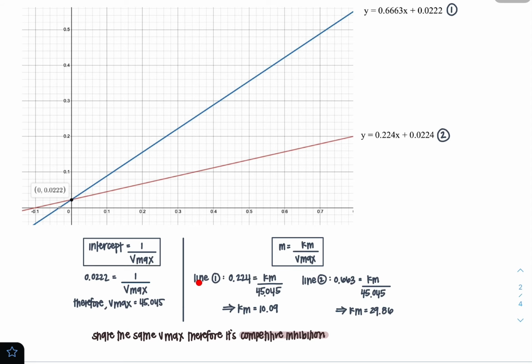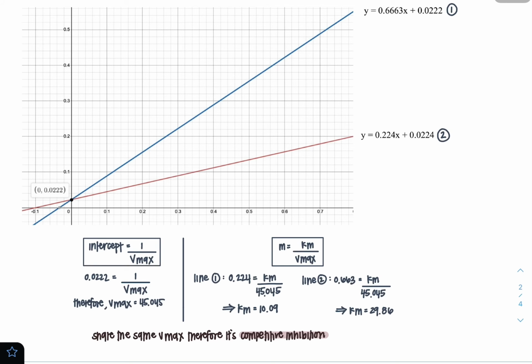So for line number 1, right here, y equals 0.224x, we're just going to use that slope, so just that tiny part right there, plug it in, and using the Vmax that we just found, we get a Km of 10.09. Now for line number 2, same thing. We're just going to use that little slope, and then we get a Km of 29.86. So since we have the same Vmax, it's going to be competitive inhibition.